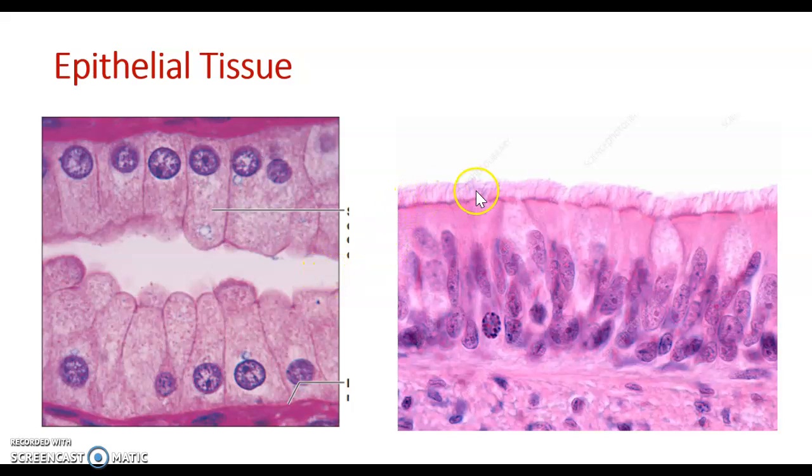Sometimes they're going to be lined with what we call cilia, and those are these little hair-like projections on the tops of the cells. And that's, again, just for increased surface area to be able to take in as much material as possible.